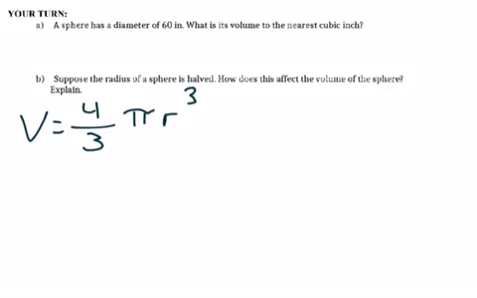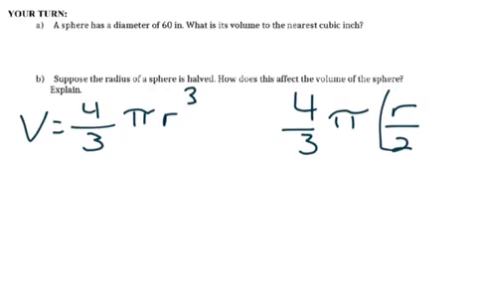But what if I take that radius and half it? Then my new r will be r over 2. So what will that look like when I plug that into the formula? It would be 4/3 pi times r halves being cubed. So what's changing in this formula? The 4/3 are staying the same. The pi's are staying the same.